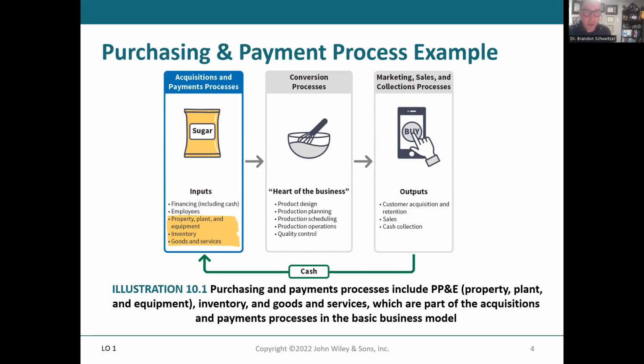And looking at this very simple example of how a baking company would purchase and pay for equipment or inventory costs, or paying for their employees, etc. So take a look at this flow chart. First, we have the acquisition and payment process, where we're purchasing our inventory, property, plant, and equipment, and we're going to, of course, pay our employees.